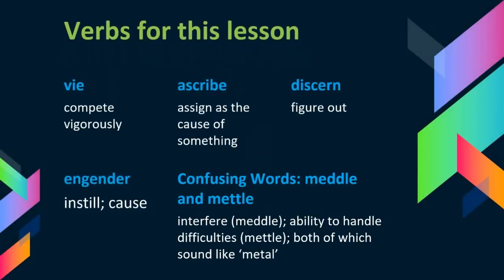In this lesson, we'll look at the verbs vie, ascribe, discern, engender, and the confusing words mettle, the verb, and mettle, the noun, both of which sound like metal.